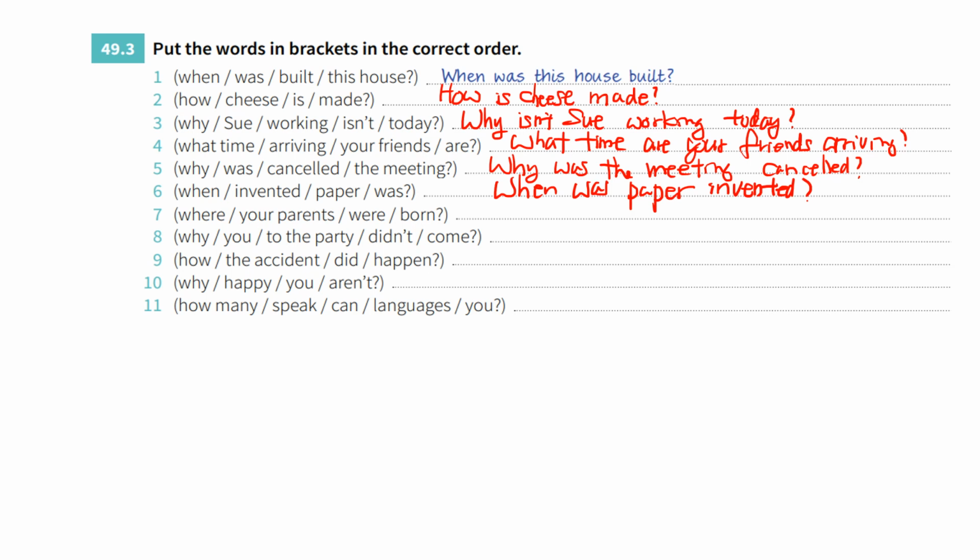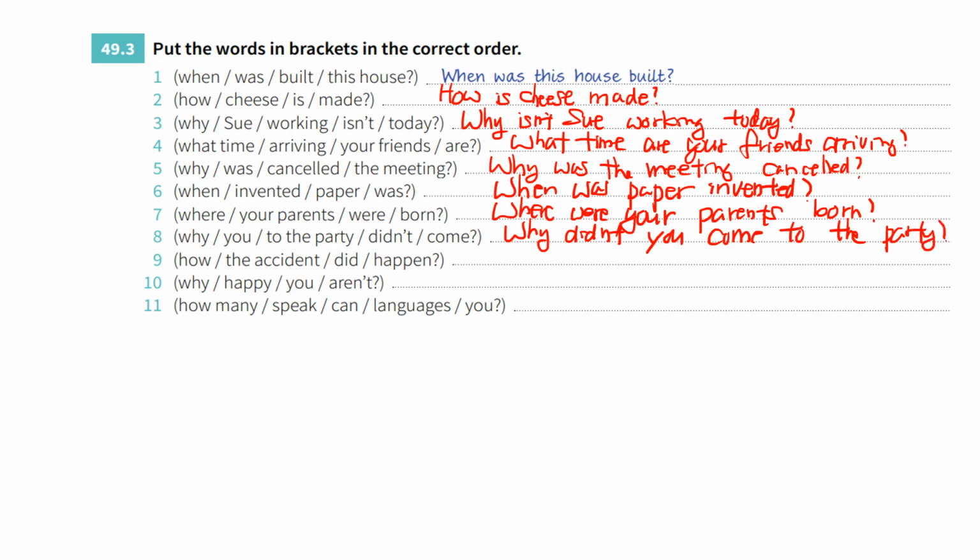Where your parents were born? So question word where, and then first the verb, where were your parents? Your parents born. Where were your parents born? Why you to the party didn't come? So why didn't you come to the party?